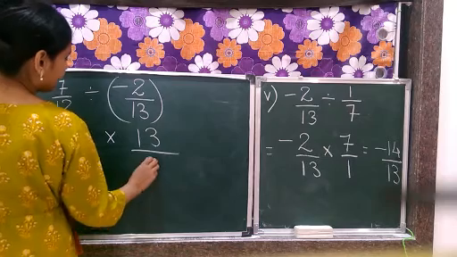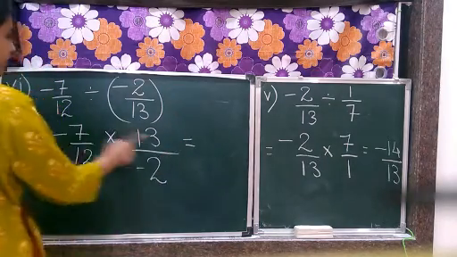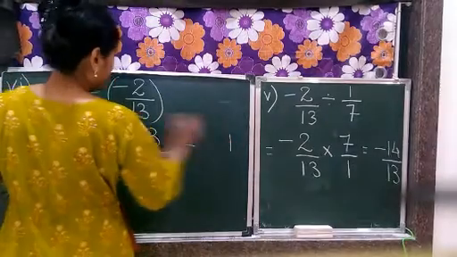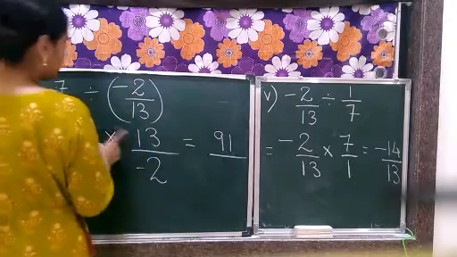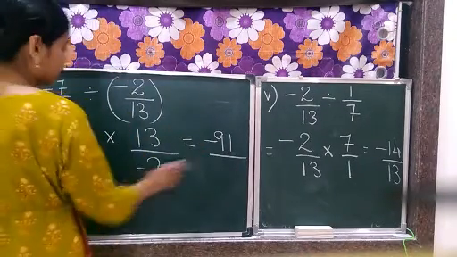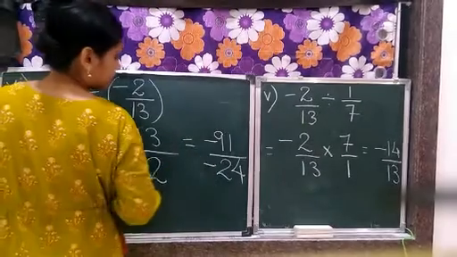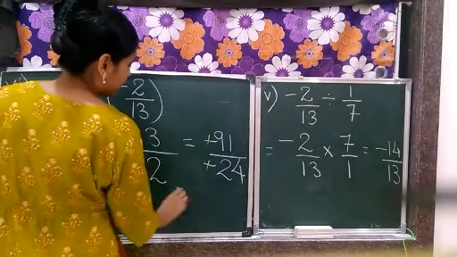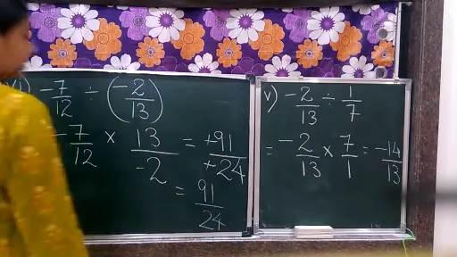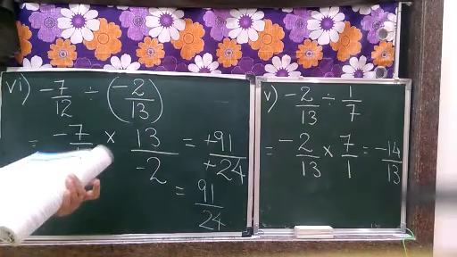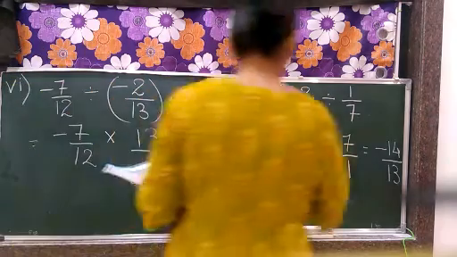13 becomes 13 by 2. Yes. Now 7 into 13. 7 threes are 21. 7 ones are 7. 8 9. Minus into plus becomes minus. 12 twos are 24 and minus. Okay. So minus minus gets cancelled and the answer is 91 by 24. This completes the 6th one, children. Now we are going to start the 7th one.